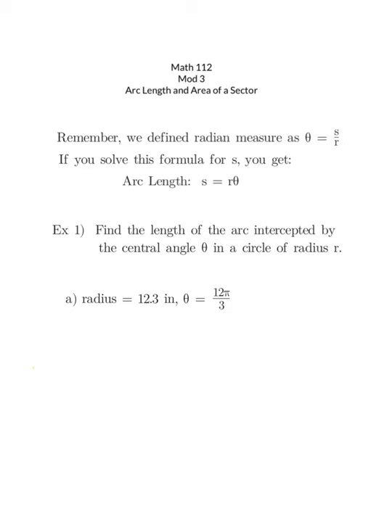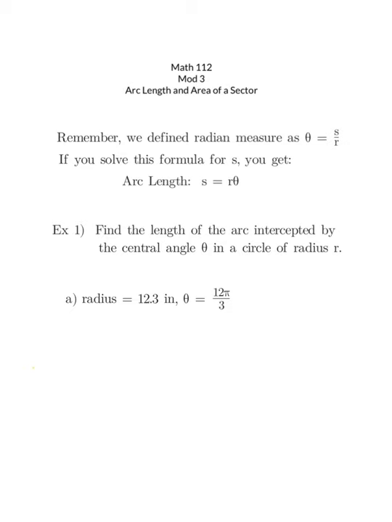For our first example, putting this formula into play, we are asked to find the length of the arc intercepted by a central angle theta in a circle of radius r. In example A, we have a radius of 12.3 inches, and our angle theta is 12 pi over 3 radians. It's really important that you remember that all of these formulas require your angle measure to be in radians.